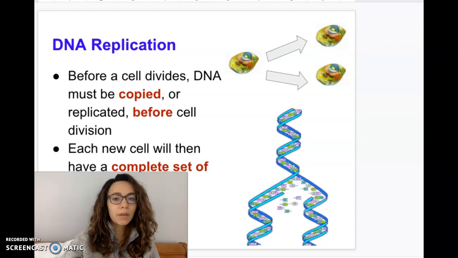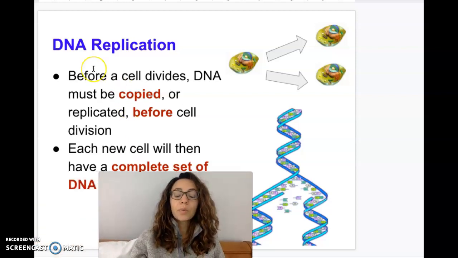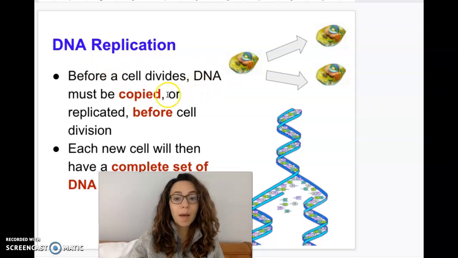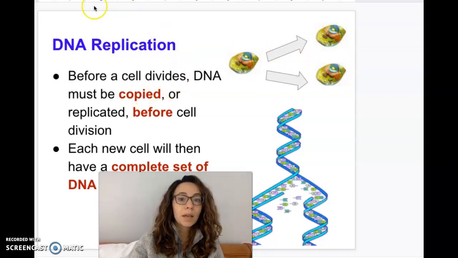All right, so DNA replication we've already learned about, but let's just sum that up real quick again. So before the cell divides, the DNA must be copied or replicated. Okay, so each new cell can then get a complete set of DNA. Right? So we start with one cell, we end up with two cells that are exactly the same because of this process, the DNA replication process.